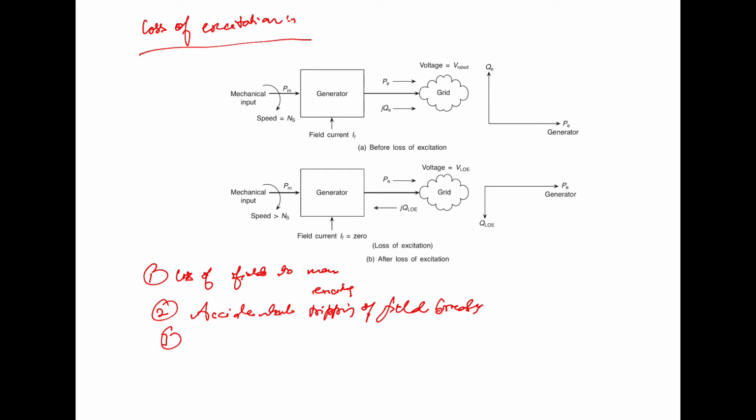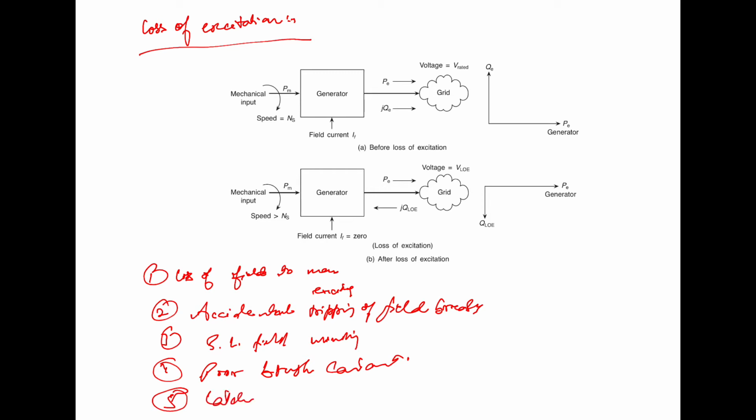then short circuit in the field winding, then poor brush contact in the exciter, then field circuit breaker latch failure, and loss of AC supply to the excitation system, because that AC we are converting into DC for excitation.